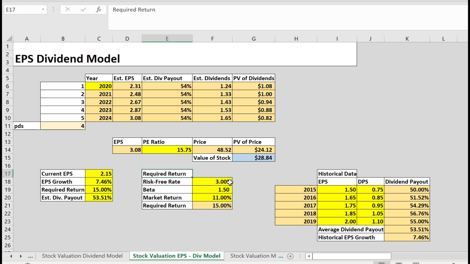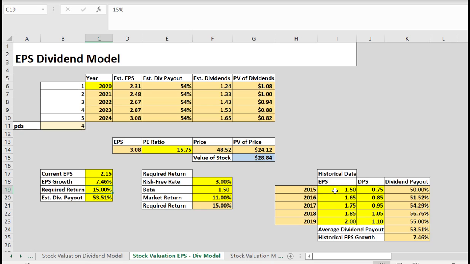So we have a risk-free asset of 3, a return of 3, beta's 1.5, market returns 11. So this gives us a required return of 15%, and of course we can plug that into this model. We also need to know something about the growth rate of earnings and the required returns of the company. So we need to work on those things, right?